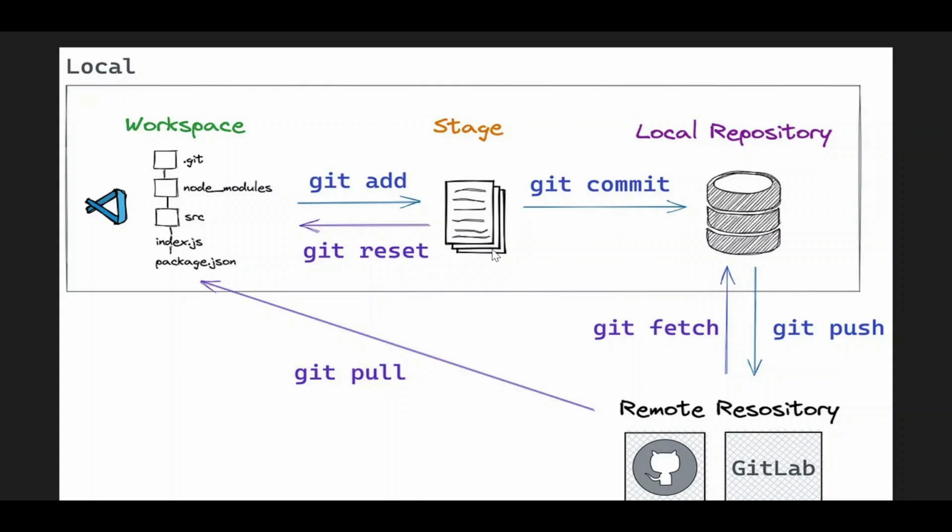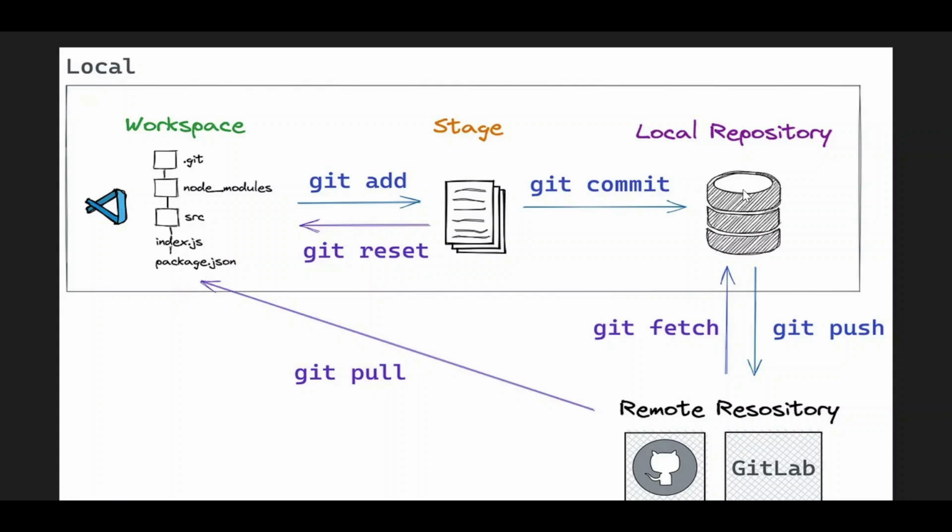So in that case, when you run git reset --soft, it will remove the changes from the local repository, but those changes will be reflected in the staging area. Okay, and in case of --hard, those changes will be removed from everywhere. Those changes will not be reflected in your staging or in your local working directory.